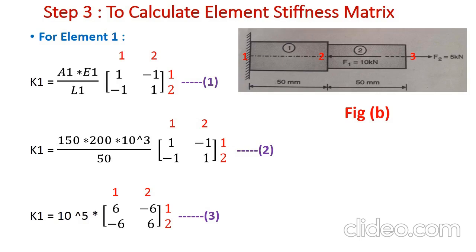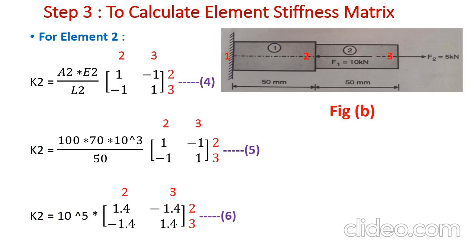After putting all the values, we will make calculation of that 150 into 200 upon 50. From that we will just take 10 raised to 5 power common out, and inside the matrix we will take that 6. Therefore, K1 is equal to 10 raised to 5 into [6, -6; -6, 6]. Here we have calculated stiffness matrix for element 1.